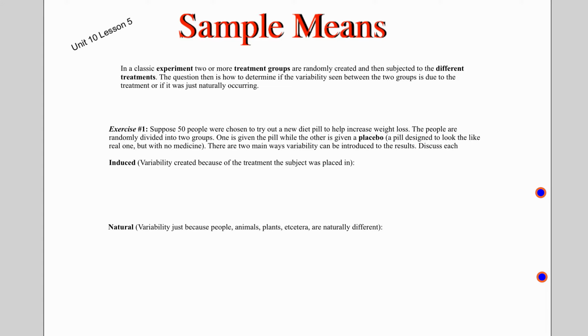Lesson 5, we're going to talk about sample means. One thing about math that's generally really cool is our titles mean exactly what we're doing. So mean is average. And since it's plural, we're going to talk about averages, more than one. Well, what averages are we going to talk about? Averages we get from samples.